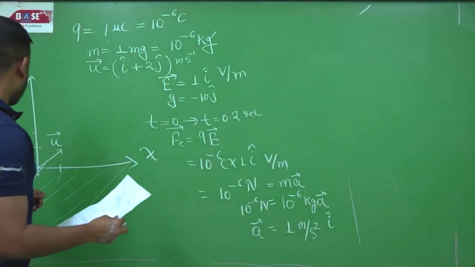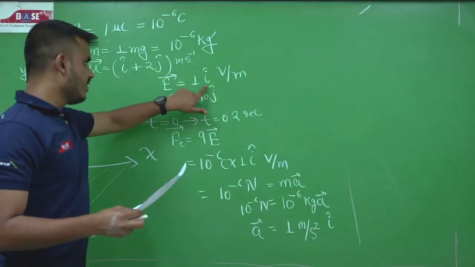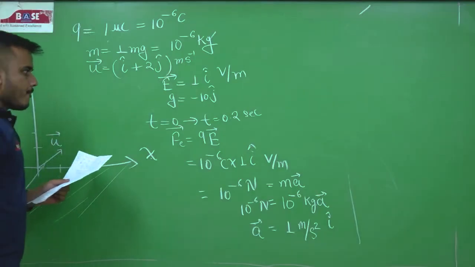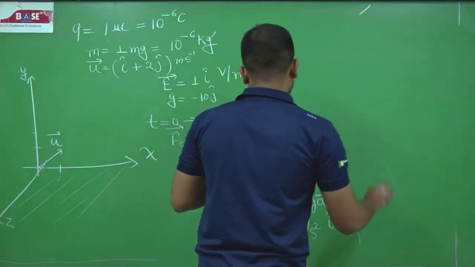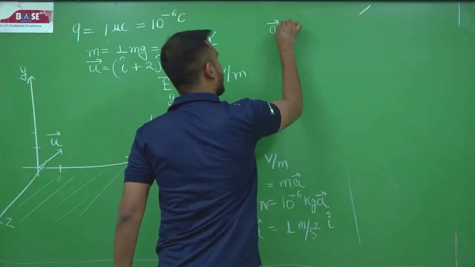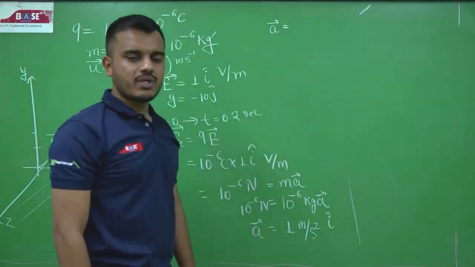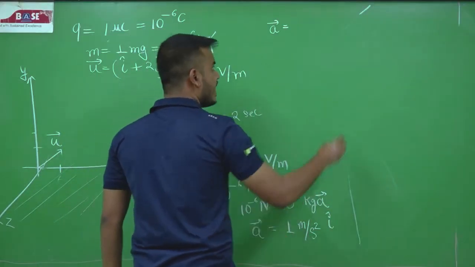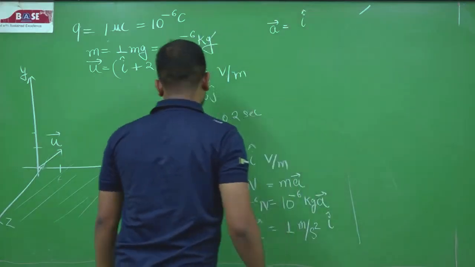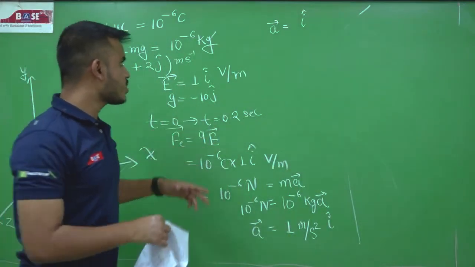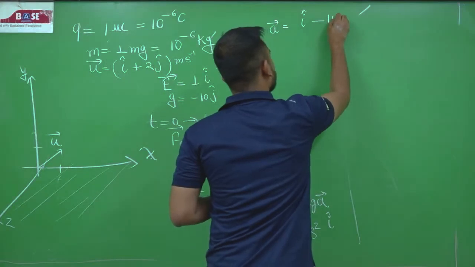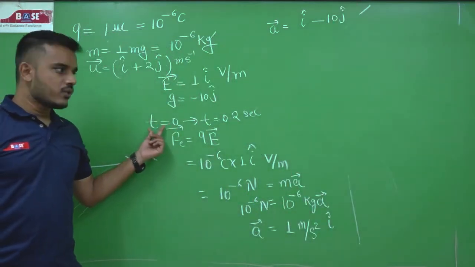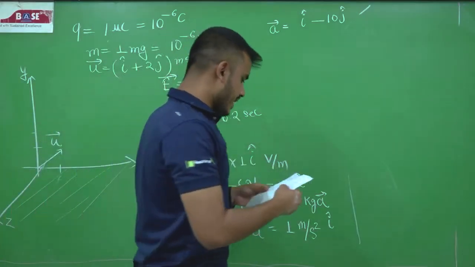So electric field is acting along the x direction, gravitational field is acting along the negative y direction. So I can say the net acceleration on the particle because of the electric field and because of the gravitational field. Because of the electric field, what is the direction? Along the i cap. And what is the acceleration because of gravity? Minus 10 j cap. So here's the net acceleration acting on the particle for the time interval t equal to 0 to t equal to 0.2 second.